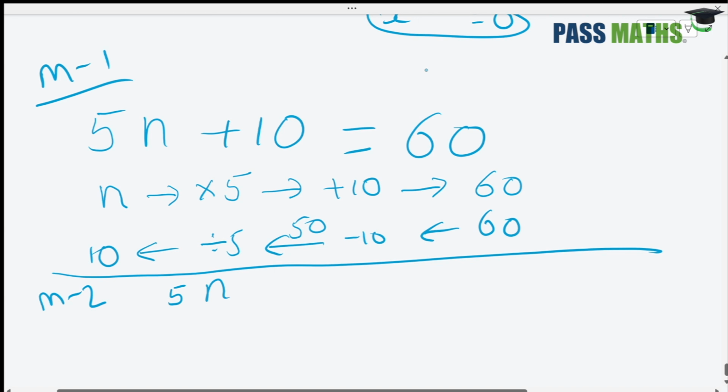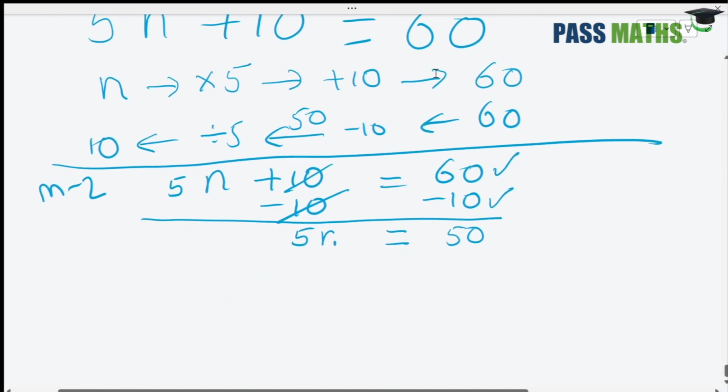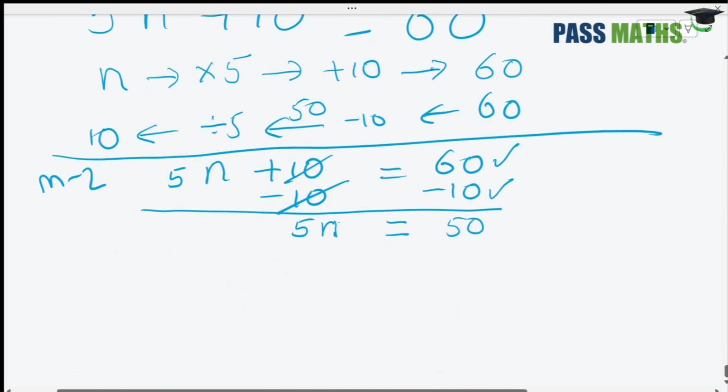So 5n plus 10 is 60. Now to remove 10, you take away 10 from both sides, draw the line underneath. 60 take away 10 is 50. Equal sign here. This 10 cancels out. 10 minus 10 is 0. Then 5n here. And remember, what is the meaning of 5n?